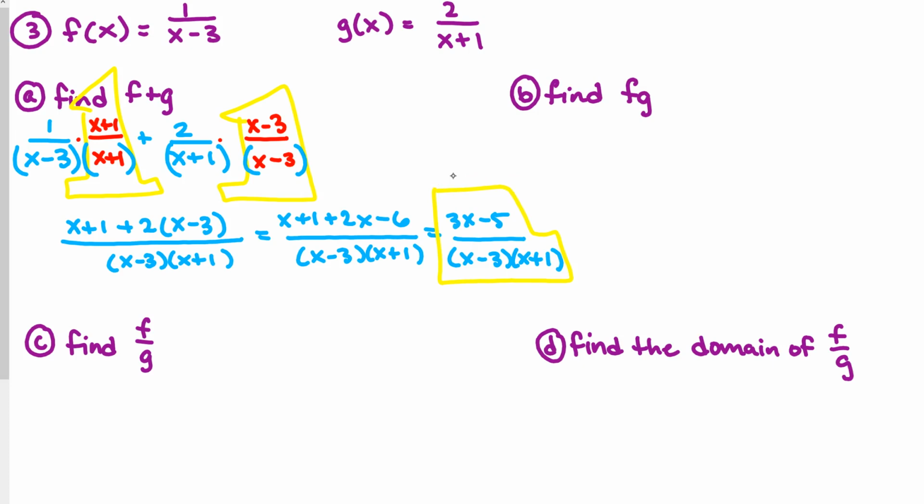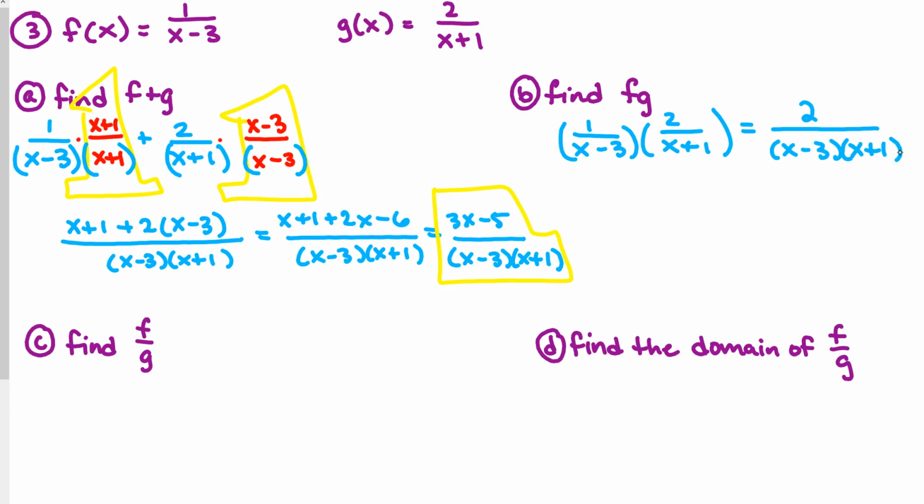Okay, part B is to find the product f times g. So we have 1 over x minus 3 times 2 over x plus 1. And when you're multiplying fractions, it's actually simpler than adding. You just multiply the numerators and multiply the denominators, and I'm just going to leave it factored.